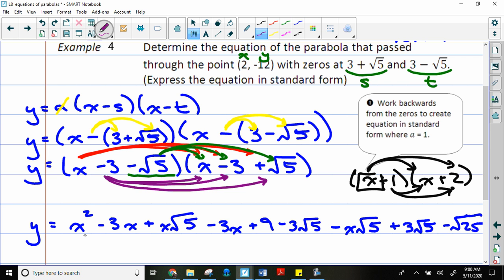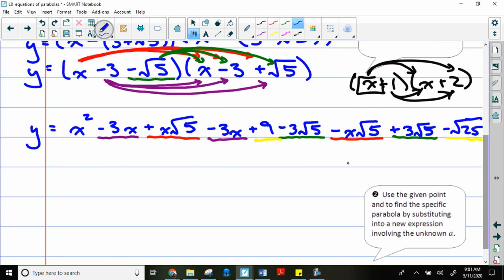X squared, there's no other x squareds there. Negative 3x. Ooh, there's a negative 3x. That's good. Those have to go together. X root 5. There's an x root 5. Okay, those have to go together. 3 root 5, positive 3 root 5. Those have to go together. And the last thing that has to go together would be this 9. And when we solve that, that's actually going to give us a normal number. So let's look. This is colorful chaos.